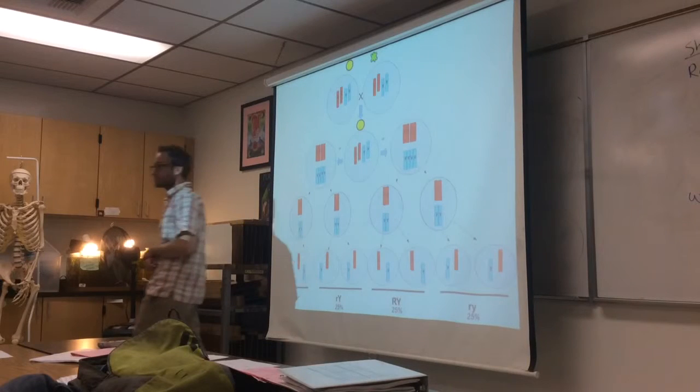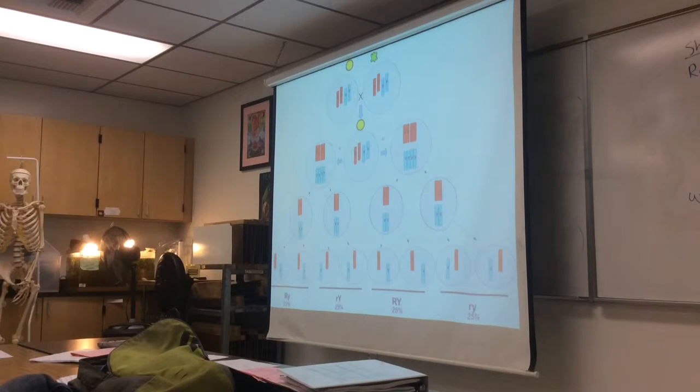So look at the genotypes of those gametes. Big R's with big Y's, 25% of the time that's what you get. Little r's with little y's, 25% of the time. Little r's with big Y's, 25%. Big R's with little y's, 25%.